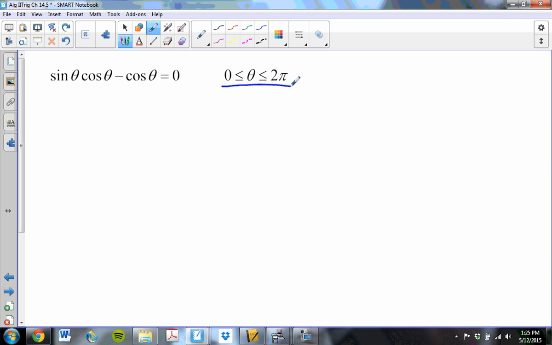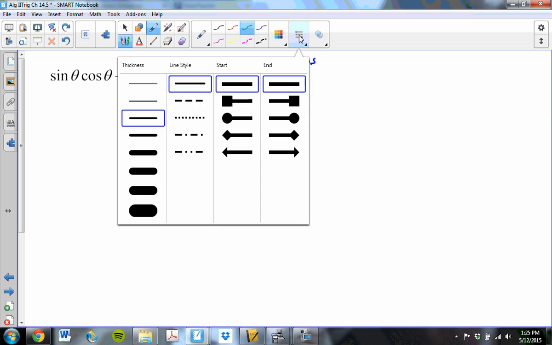Okay, we'll just do a couple more examples. This time I'm only going to go in one circle, 2 pi. I know I'm doing this in radians because it gave me a pi. I can factor a cosine out of this.